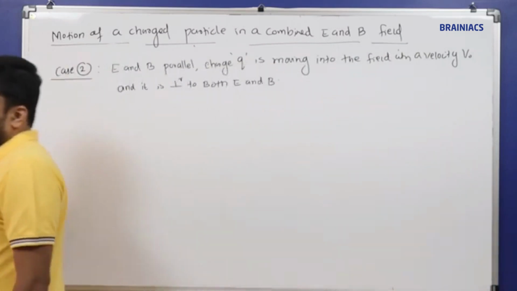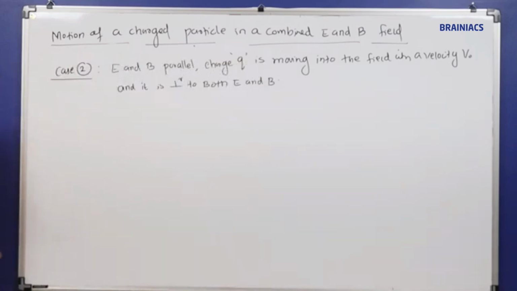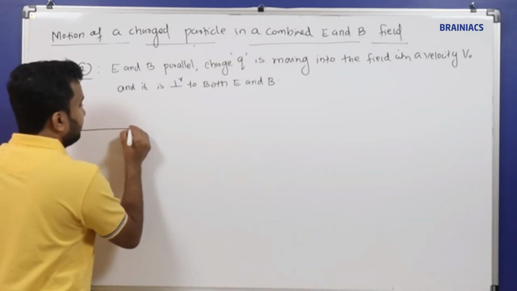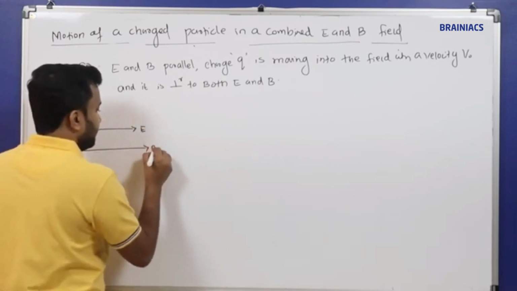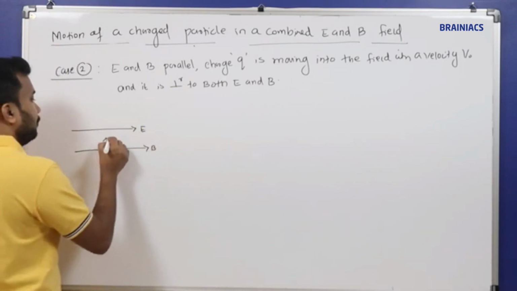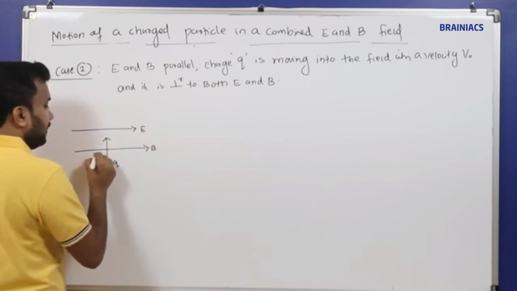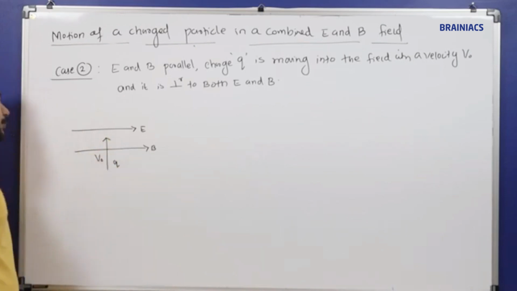So what will happen in this case? That is the context of the discussions. So let's consider the diagram. Electric field in this direction, magnetic field in this direction, a charged particle moving into this field area with a velocity called v0. Okay, so this was the context.